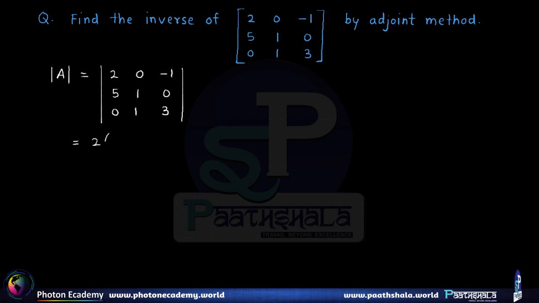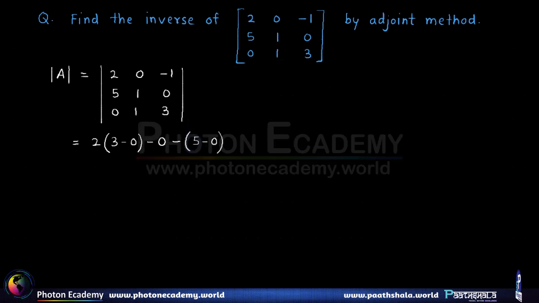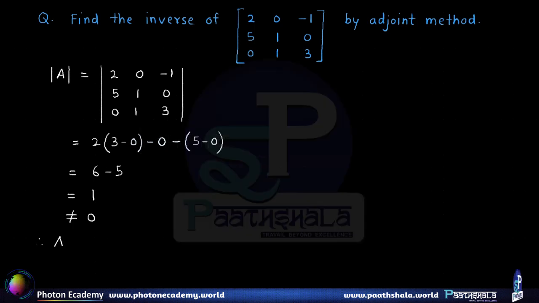So we have 2 into 3 minus 0. Then the middle term is 0, so that will have the answer as 0. And lastly we have minus 1 into 5 minus 0. Which in turn gives us 2 into 3 is 6 minus 5. So that is equal to 1, which is of course not 0. Therefore A inverse exists.